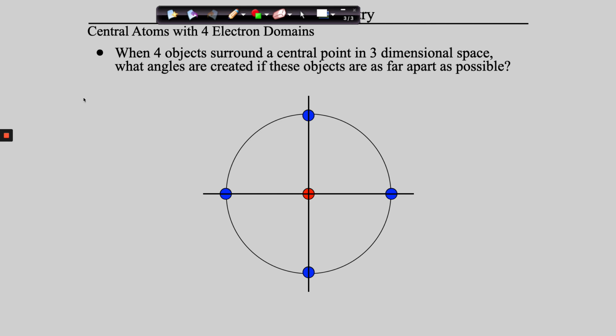Landon, can I call you up to active duty in just a minute? I'm going to have you help me with something. Is that okay? It's pretty straightforward.